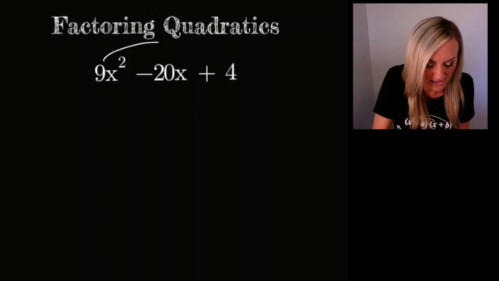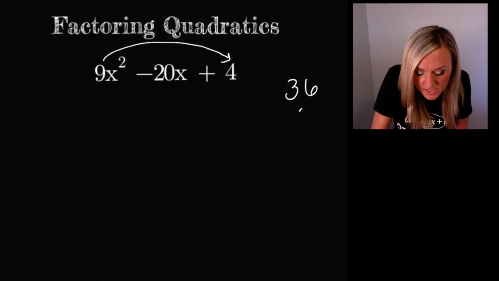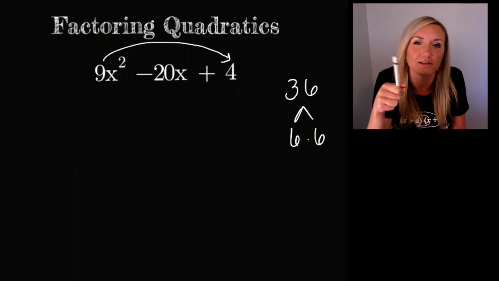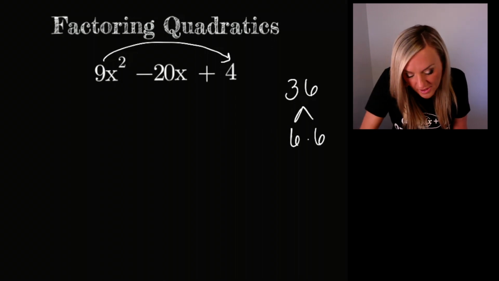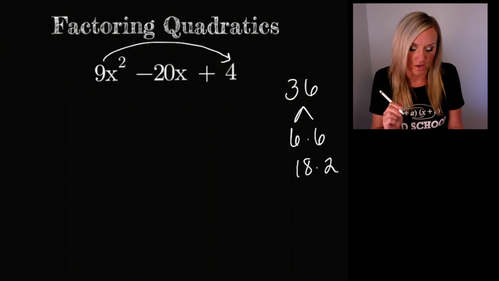Here we go. 9 times 4. All right, so 9 times 4 is 36. What times what is 36? Well, 6 and 6. Did any of you write that down? You did too. It was probably your first one. No? Yes? It's okay. How about 18 times 2? I like 18 times 2.